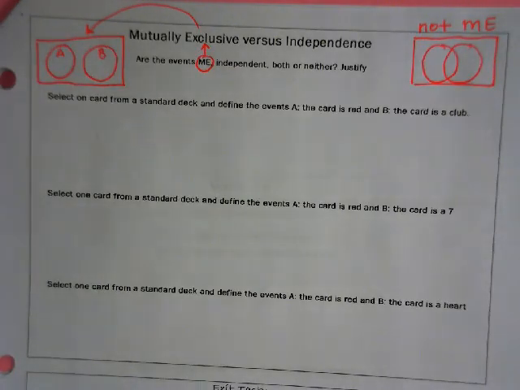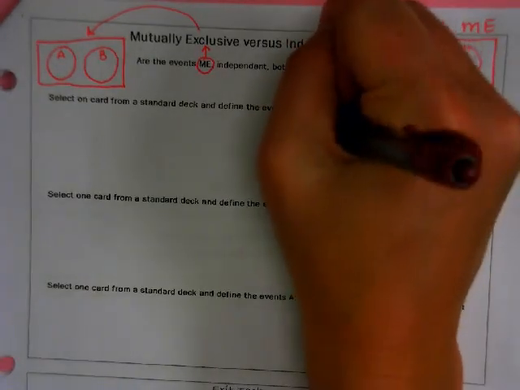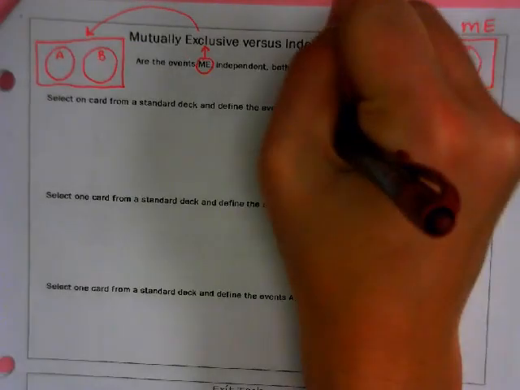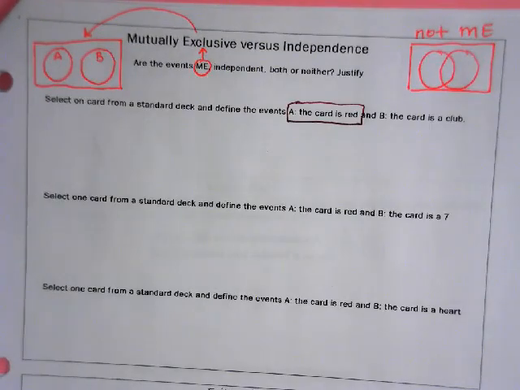First situation, we're going to select one card from a standard deck. Event A is red. Event B, the card is a club. So first thing, are A and B mutually exclusive? Yeah, because I can't ever have a red club, right?